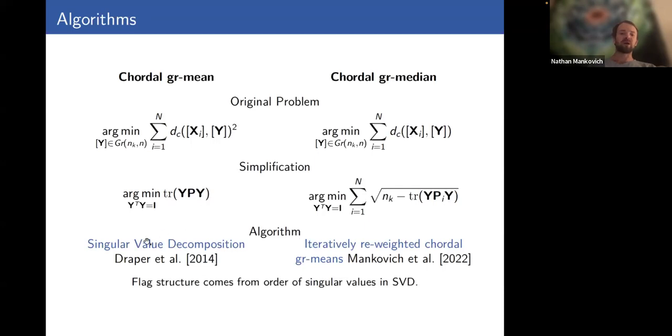The first one can be solved by an eigenvalue decomposition or singular value decomposition. And the second one can be solved by iteratively reweighted SVDs. This algorithm is very similar, I think, to some stuff that has been done in the past. These iteratively reweighted SVD type algorithms have been around for a bit. So this flag structure, when I say it's a flag, comes from the order of the singular values in the SVD, where you order these nested subspace dimensions based on the singular values.